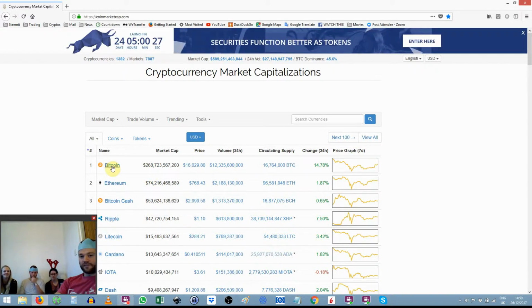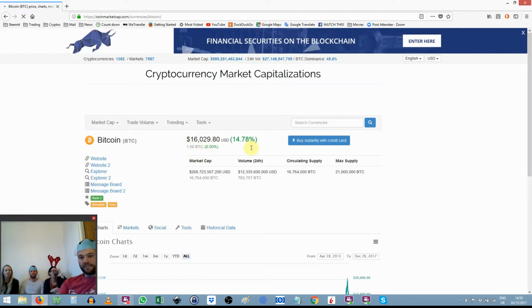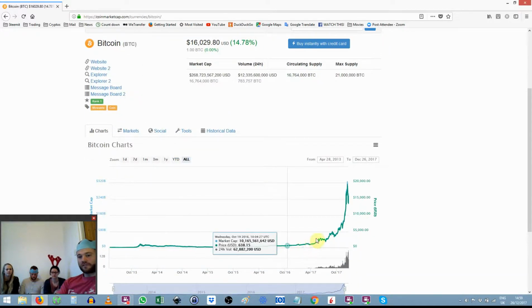So if I click into Bitcoin or click on the chart, whichever one, you can see all these stats come up again. You can see the website, the message board. So if you want to go and read about the coin in more detail, it's all there. For now, I won't show you that. This is the price chart. So what the price has done since the records began, basically.